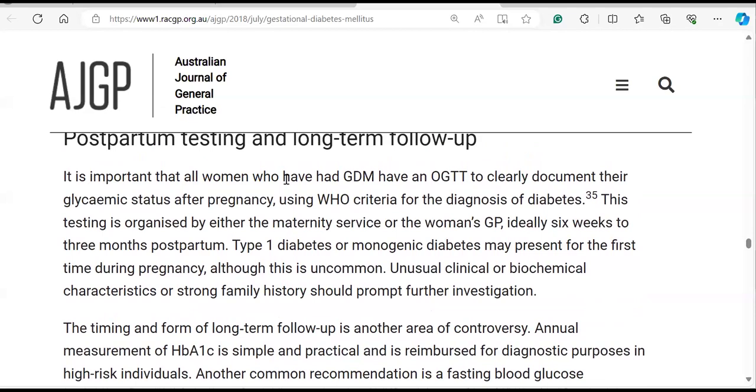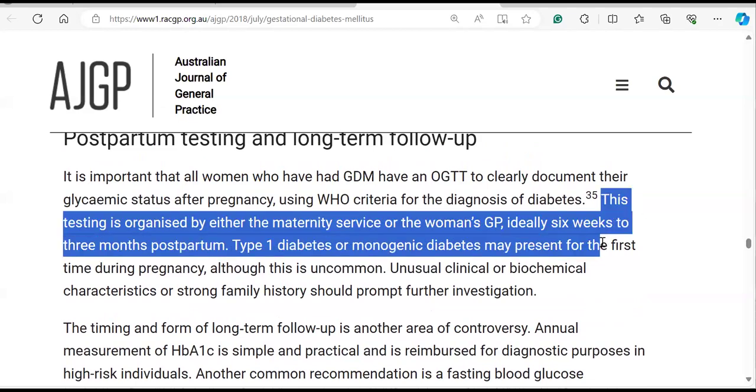So it is important that all women who have gestational diabetes have an OGTT to clearly document their glycemic status after the pregnancy. This testing is usually done at 6 weeks to 3 months postpartum. So this means after delivery, the first follow-up that the patient will have between 6 weeks to 3 months, that will be OGTT.